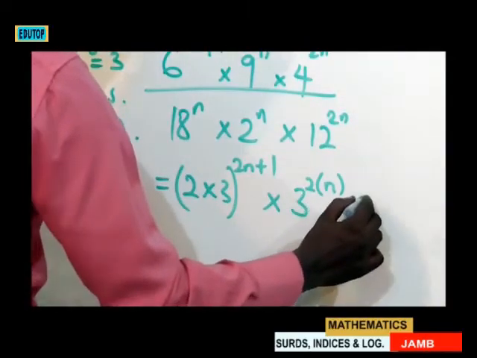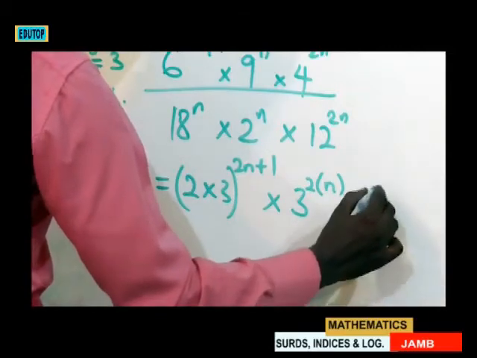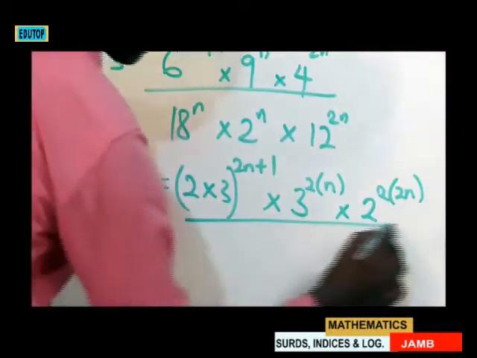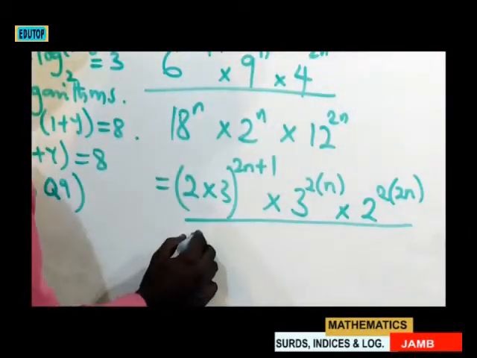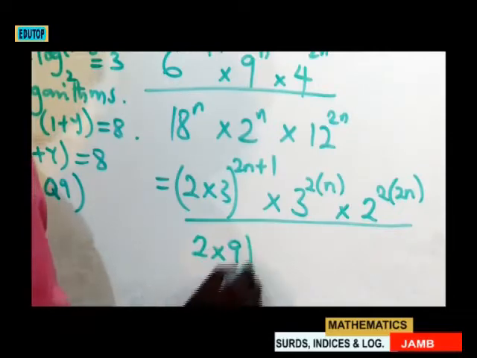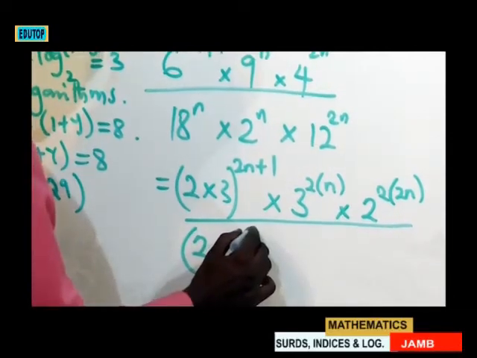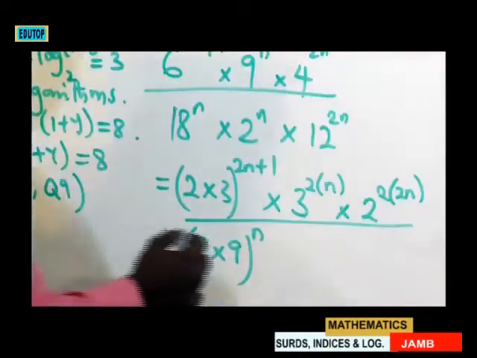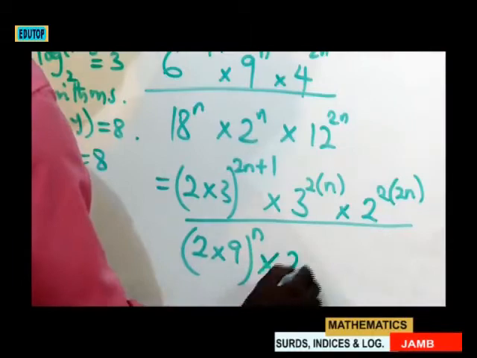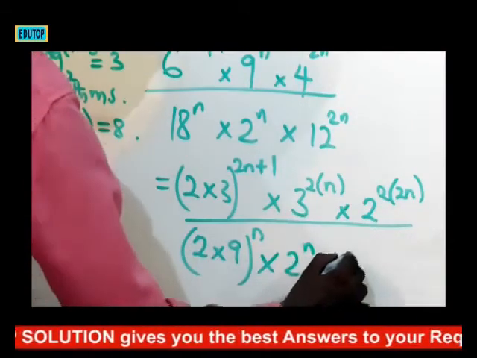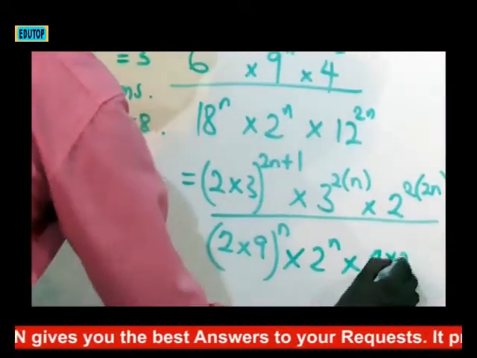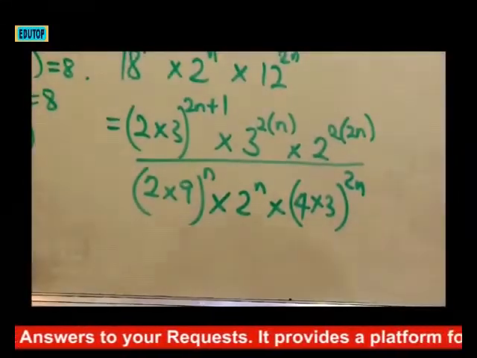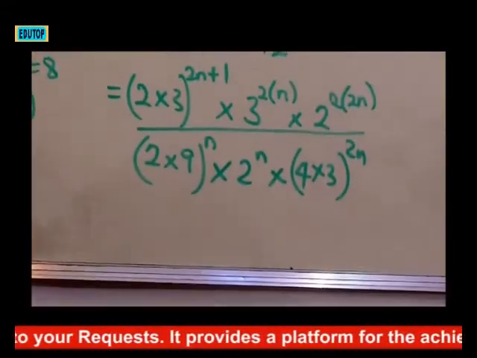Then half times, this one is 2 raised to power 2 affected by 2n over, this one is 2 times 9 raised to power n, which is also the same, times, this one is 2 raised to power n, and this one is times 4 times 3 is 12. So I have 2 raised to power n. So that is the first way that I've simplified the question.